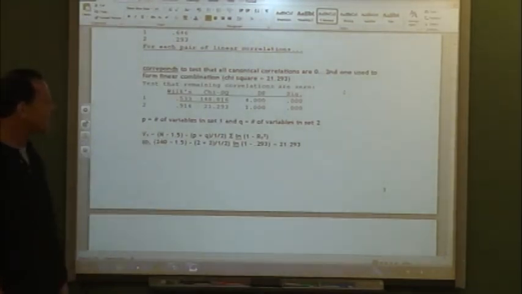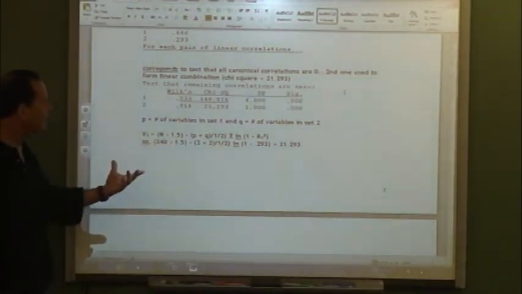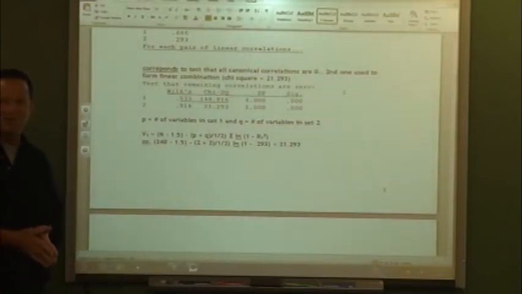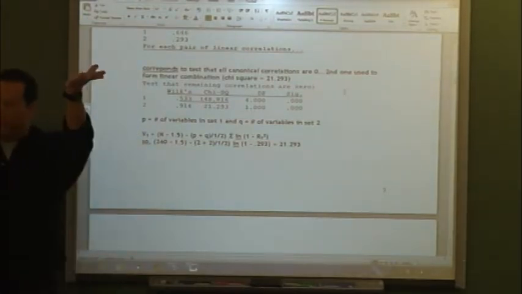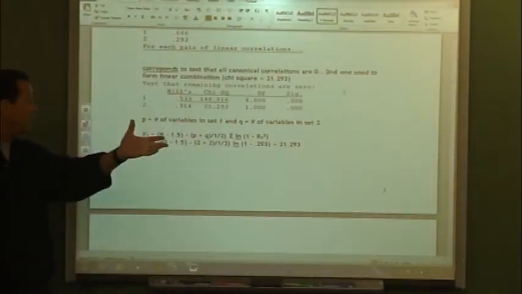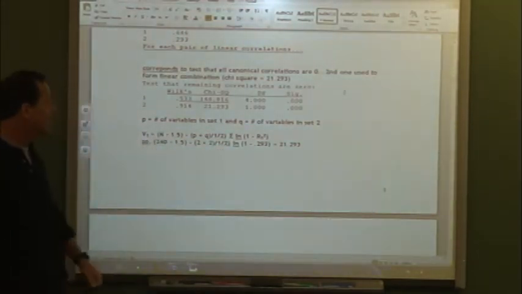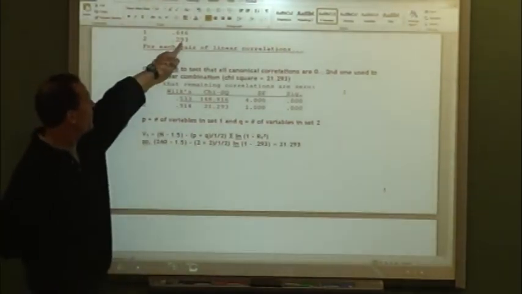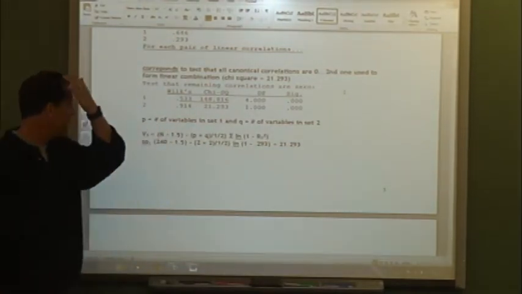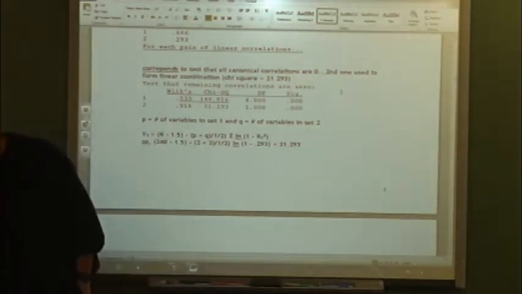If you're at all interested in the math, just for funsies, here's the math. You just take sample size minus 1.5. Lord knows how they come up with 1.5; some person found that as a constant. Minus (P plus Q), where P is the number of variables in set 1 and Q is the number of variables in set 2, divided by 2, times, once again, the logarithm of 1 minus 0.293, which is the R squared, right there, giving 21.193. So this basically tests the significance of the variate.